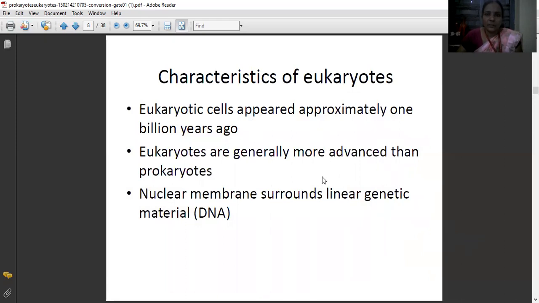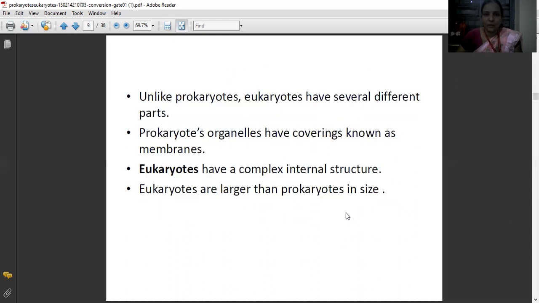So second type of, if we study both the cells, eukaryotic cell और prokaryotic cell, अगर आप comparatively study करेंगे तो it will be more rememberable for you. So eukaryotic cell appeared approximately 1 billion years ago. Eukaryotes are generally more advanced than the prokaryotes. Nuclear membrane surrounds linear genetic material DNA. Prokaryotic cell में कैसा nuclear DNA था? So nuclear DNA is circular in nature, while in the eukaryotes it is linear in nature or structure.